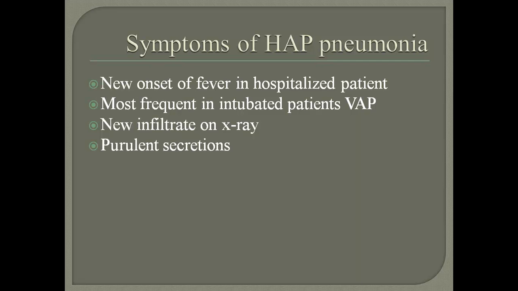Symptoms of hospital-acquired pneumonia is this new onset of fever in the hospitalized patient. So they've been in the hospital more than 2 days, we mentioned that. It's most frequent in those patients that are already on a ventilator. We see this new infiltrate showing up on the x-ray, and they have purulent secretions. Purulent really is going to mean anything other than clear. We're going to call that purulent.